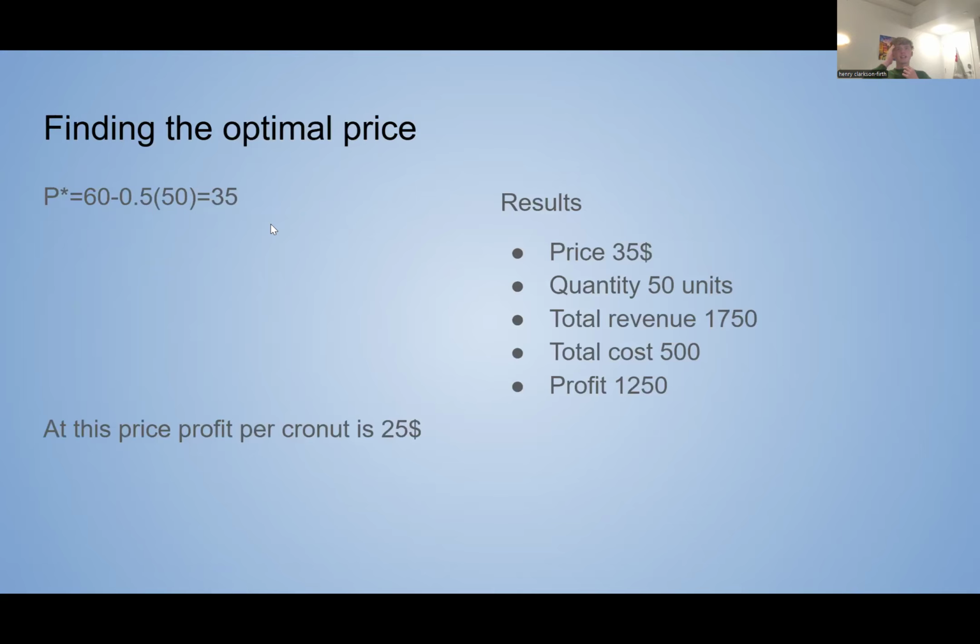Now, finding the optimal price. Now we know what the best quantity is, which is 50. And we can plug it back into the demand equation to find the best price. As you can see here, this is the equation. And so this tells us that our optimal price is $35 per Krona Deluxe. At this price, we'll sell 50 units per week. So the total revenue will be 1750 and the total cost will be 500, which leaves a weekly profit of 1250.